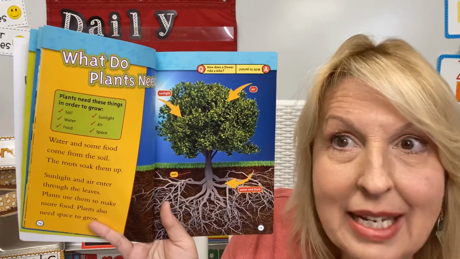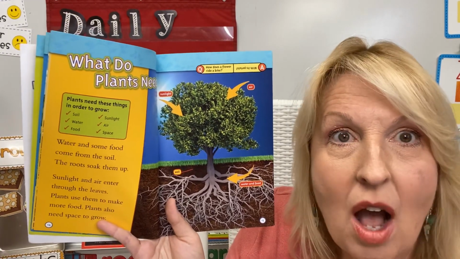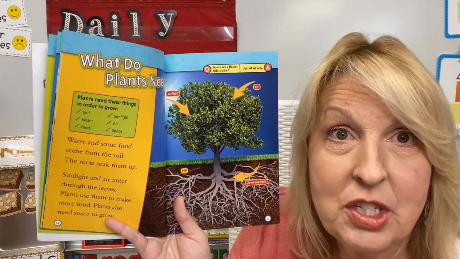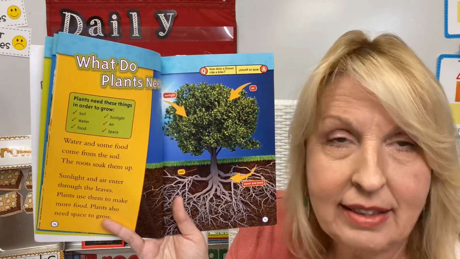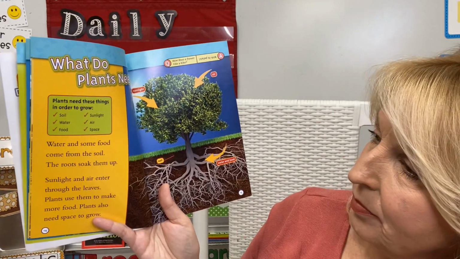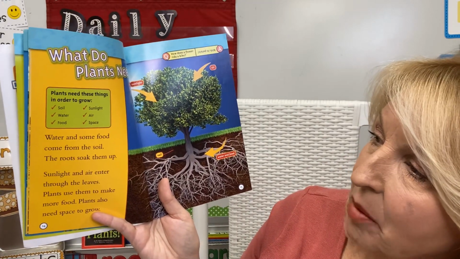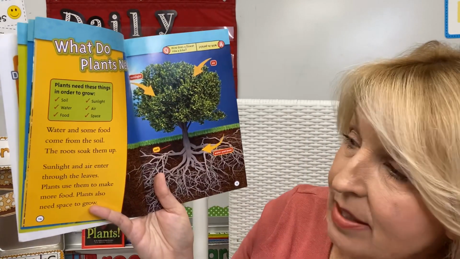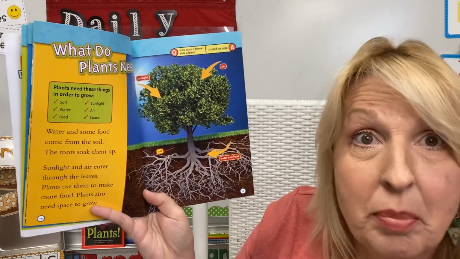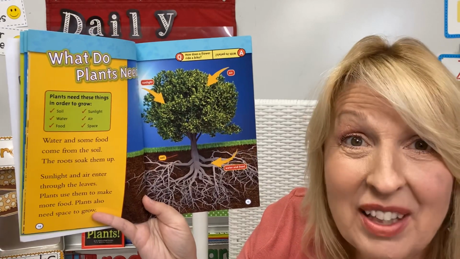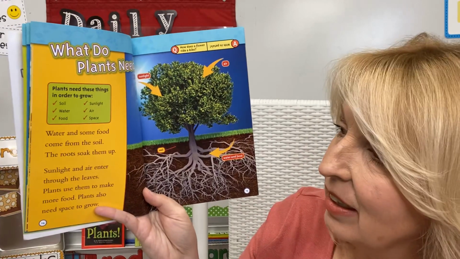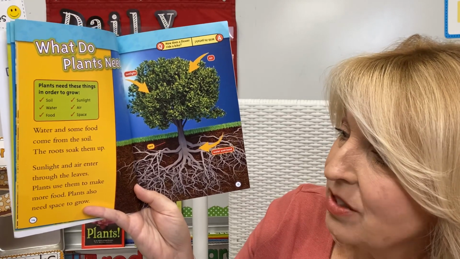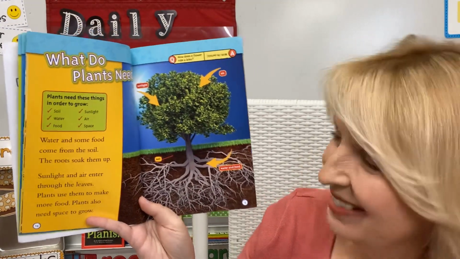Yeah, if plants are planted too close to one another, oftentimes one of them might die, or sometimes both will die if they're too close to each other because they can't get the sunlight they need, right? Water and some food come from the soil, and the roots help to soak that up for them. Sunlight and air enter the plant through the leaves. That's the job of the leaves, is to soak up that sunlight and air. Plants use them to make more food, and plants also need space.